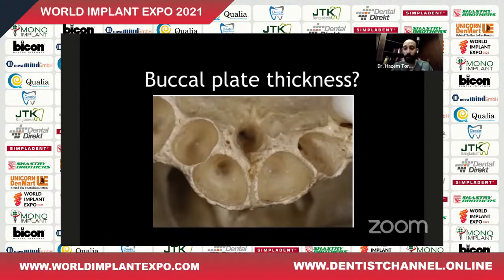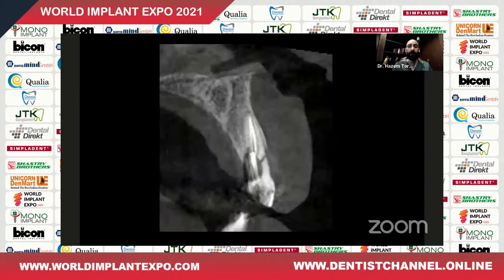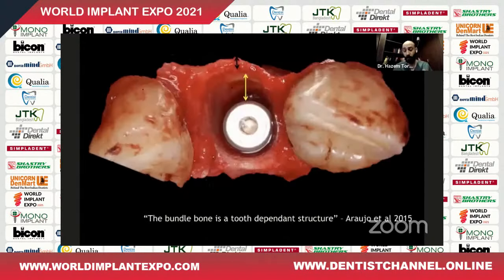This will completely resorb, and we have to provide the optimal environment for the new buccal plate to form and form well, because this is what protects and provides contour for the ridge in the buccal region. If we look at this example, we have a fairly thin buccal plate. And the moment this tooth is out of the socket, this buccal plate will definitely resorb according to the bundle bone theory, which Araújo and Lindhe proposed in 2005.